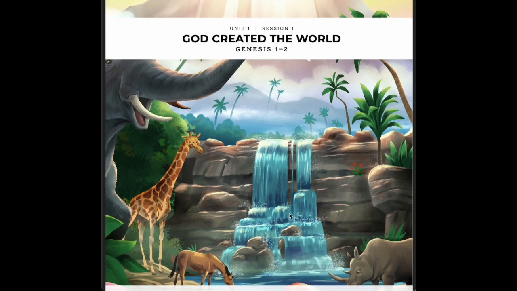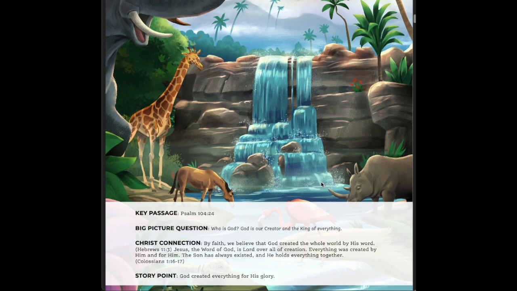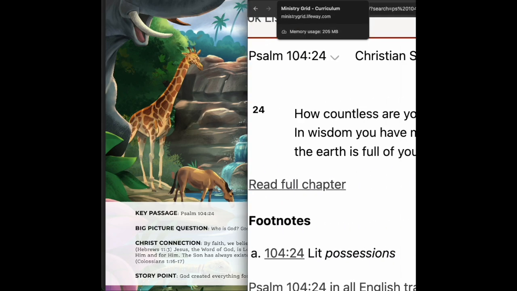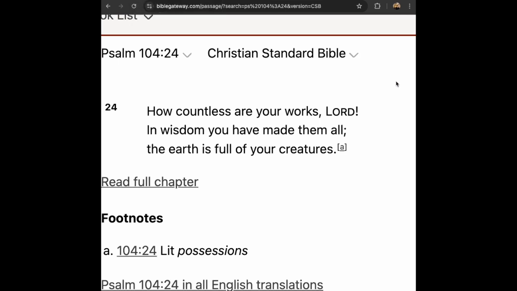And so each of the beginning pages will be like this. We'll have the title page, but on the bottom, we'll have all the critical information. So the key passage is Psalm 104:24. And if you don't know what version to use, our church uses the CSB version, Christian Standard Bible. And it says, "How countless are your works, Lord! In wisdom you have made them all. The earth is full of your creatures."